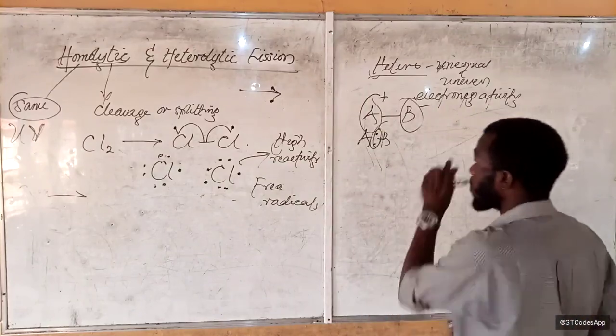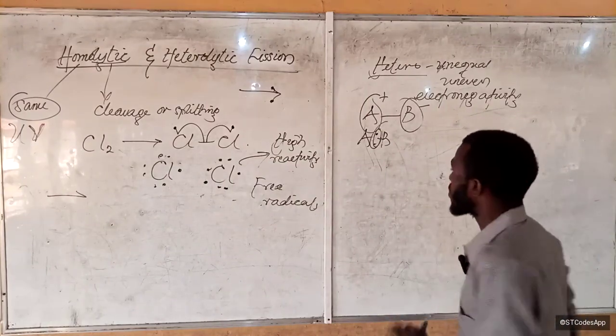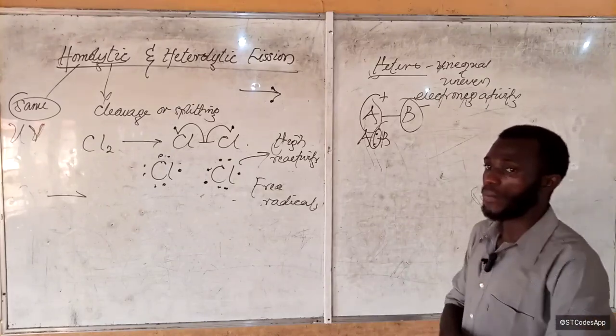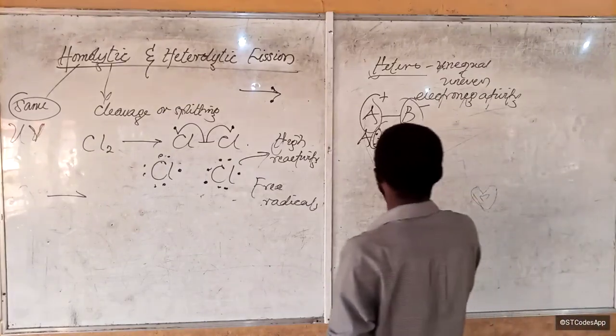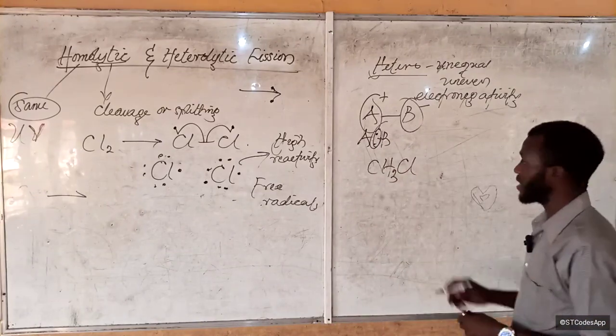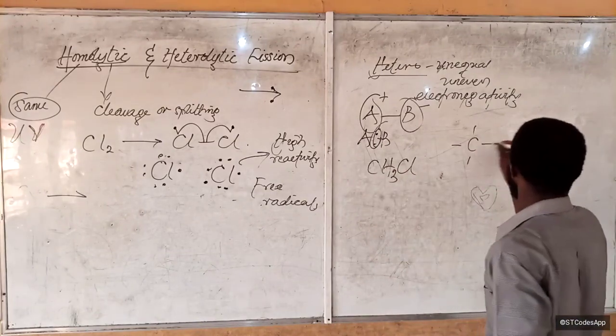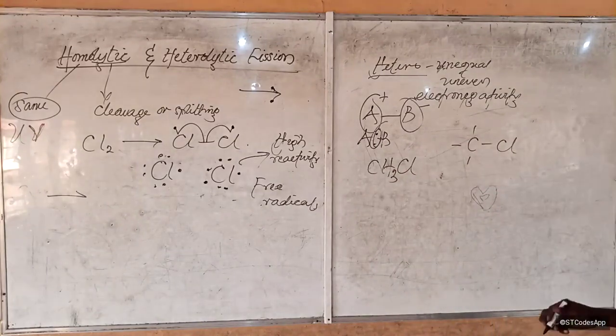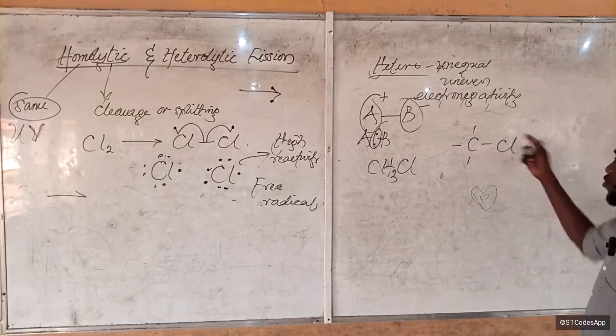Now, they are going to gain formal charges here. Is that okay? So consider, for example, the cleavage of the bond in CH3Cl, methyl chloride. We're going to have this. Now, chlorine wants to break apart.